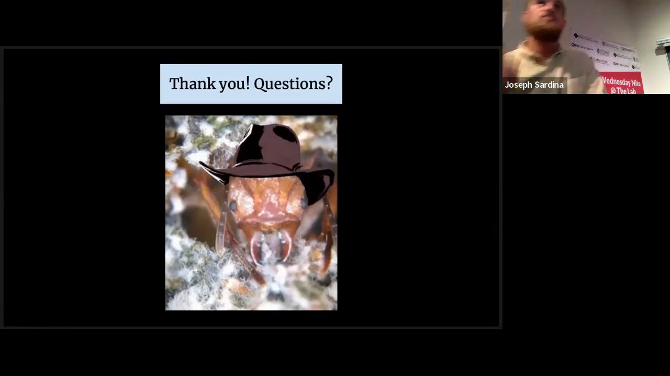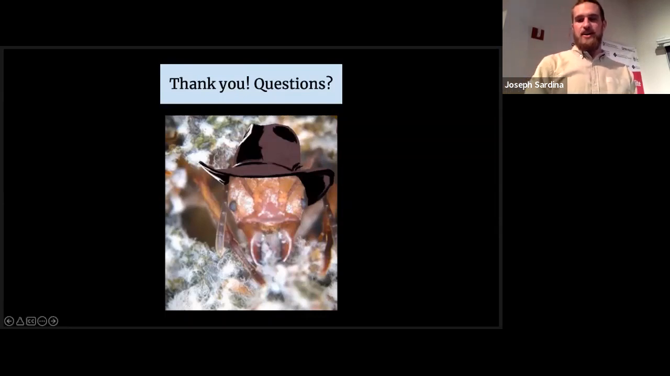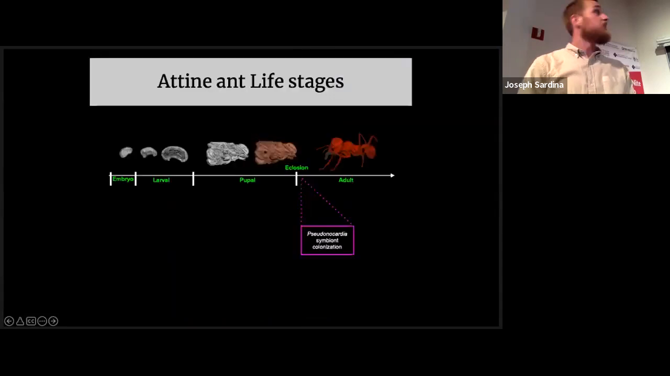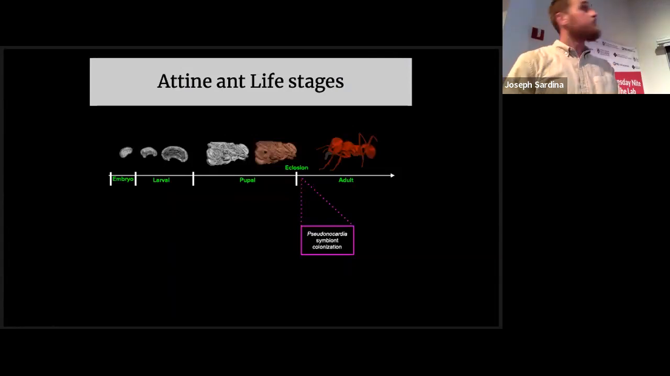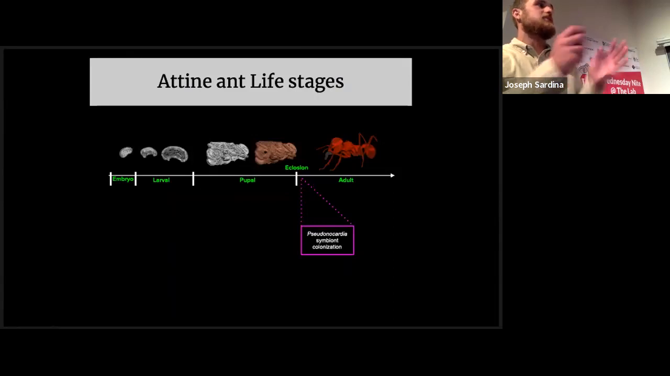Do you know what time the bacteria colonizes the symbiotic structure? Yeah, that's a good question. I think I had a backup slide here. I don't know if I'll be able to show it, but they actually colonize the structure in the adult stage. So the symbiotic structure forms in early to mid pupal stage, and then the Pseudocardia colonize the ant. And there's a very specific window.